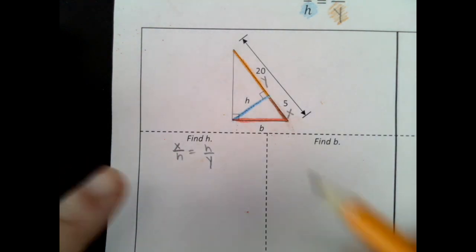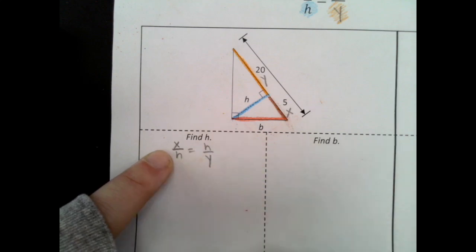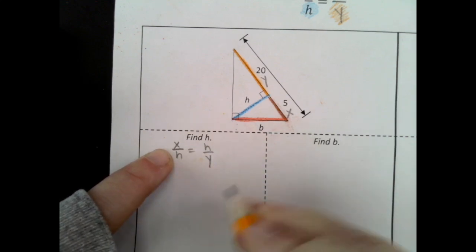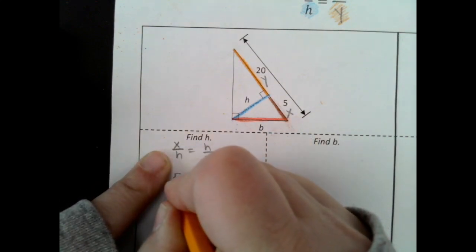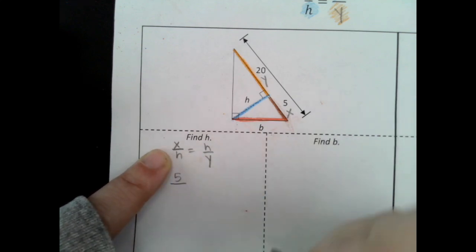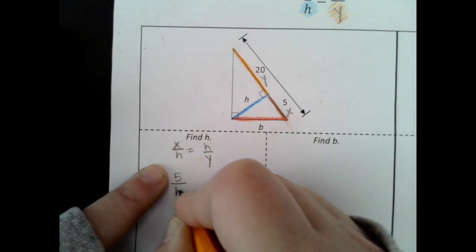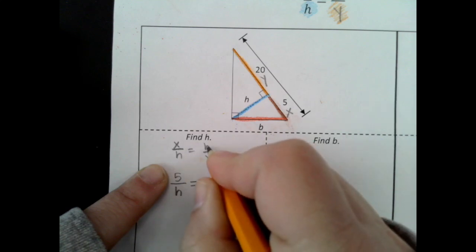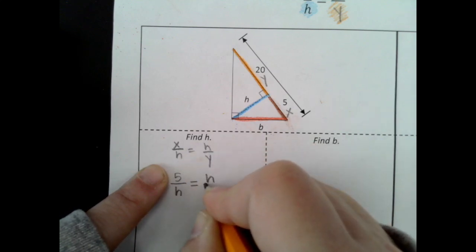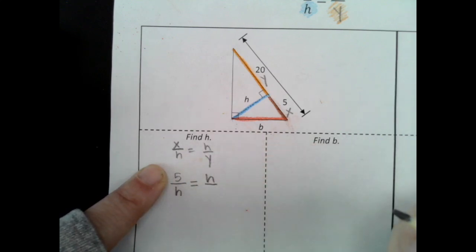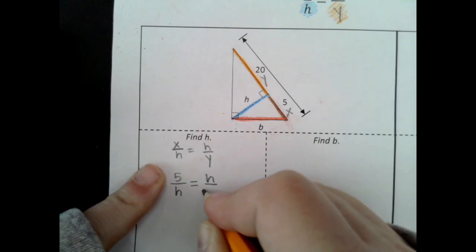And then I'm going to fill in those parts. So what is my X? What number? 5. So 5 over, do we know our H? Nope, that's what we're trying to find. So 5 over H equals, we have H again over, and now it's over Y, 20.